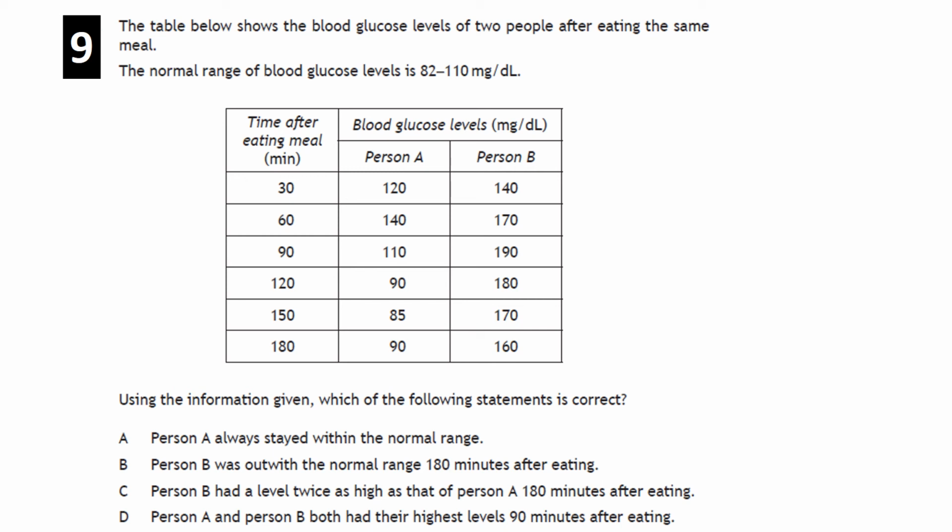Number 9, press pause. The table below shows the blood glucose levels of 2 people after eating the same meal, and it tells you that the normal range of blood glucose levels is 82 to 110. It's milligrams per, I think that's deciliter, not really important, the units, but the time after eating the meal here, and then you've got the blood glucose levels. So using the information given, which of the following statements is correct? Person A always stayed within the normal range.